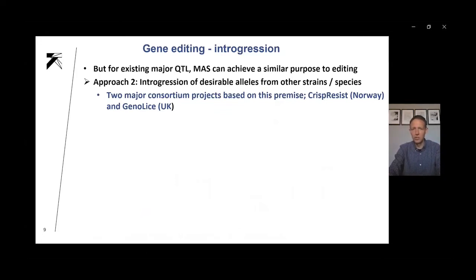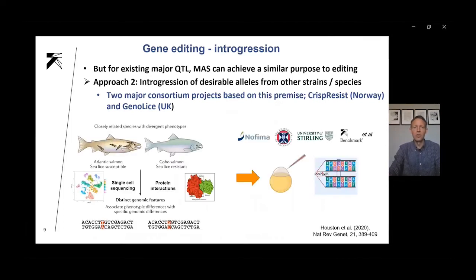There are two major consortium projects based on this premise looking at sea lice, that's CRISPR, which is a Norwegian-funded project, and GeneLice, which is a UK-funded project. And the general principle underlying some of these projects is that there's cross-species variation in sea lice resistance, for example, with coho salmon rejecting the sea lice shortly after they attach to the skin, whereas the Atlantic salmon can't. And the comparison of these resistant and susceptible species and also resistant and susceptible families within species using new genomic technologies such as single-cell sequencing and protein-protein interactions will be used to highlight genes and pathways that differ in the early stage response to lice challenge in these species, and that will lead to candidates for genome editing, potentially allowing for increased resistance in the Atlantic salmon.